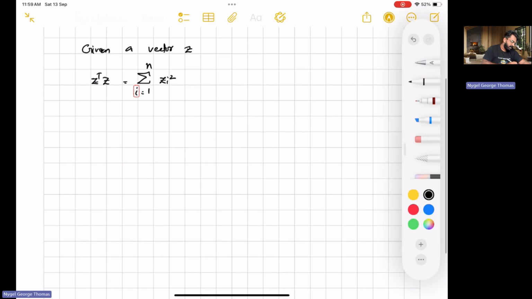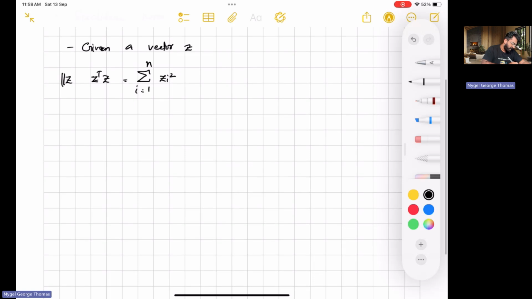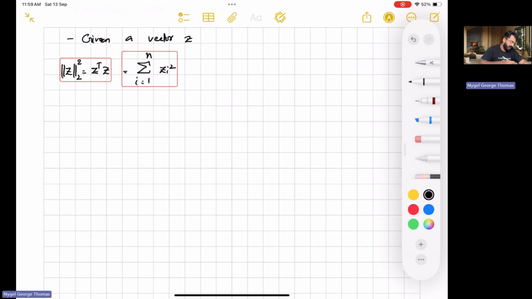where rather than just taking the squares of individual components, we also have a weighting factor to it. So this is actually termed as z 2 squared. In fact, this is not the norm. This is actually the square of the norm. Okay, and the square root of this is actually the norm. Okay?